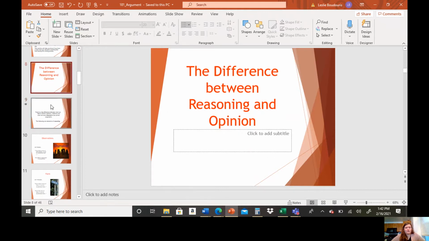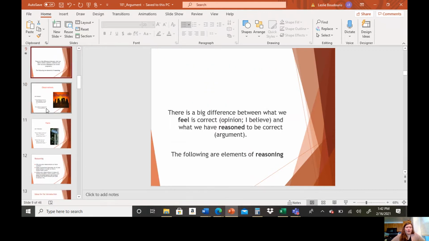So the difference between reasoning and opinion. Reasoning is what you reason to be correct. So maybe some logical things. You're analyzing, you're asking questions. So this is correct because, okay, and you have a reason. An opinion is more of a feeling. I believe this is correct, and there could be a because there, but it's more of how you feel about it. Reasoning is more evidence-based.